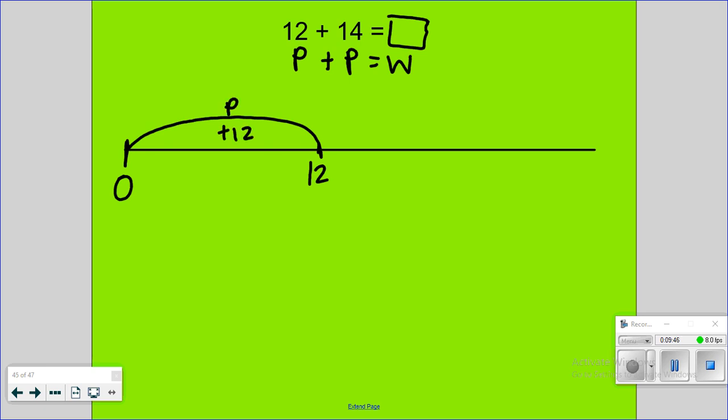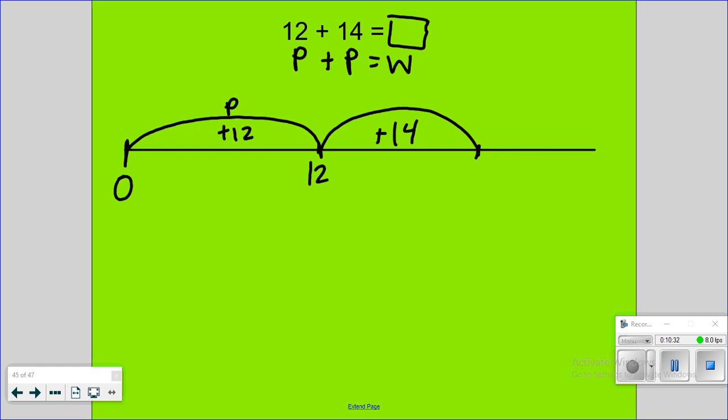And I'm going to put a P over that jump to remind me, oh yeah, that's my part. I'm adding. What does that mean on a number line? I'm going to go which direction? Forwards or backwards? On a number line, if I'm adding, I'm going forwards. How big is my next jump, Devin? 14. What is my ending point? Where did I end at?